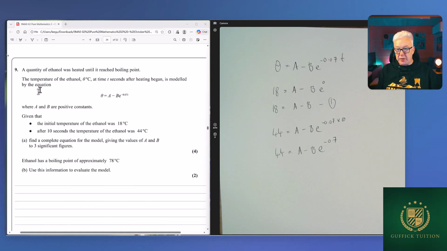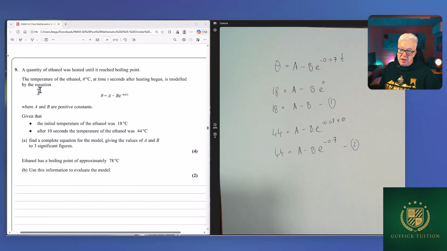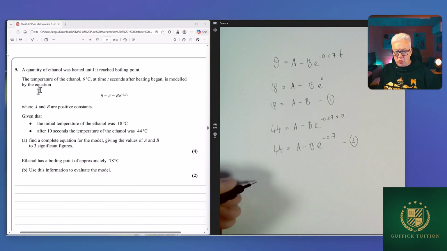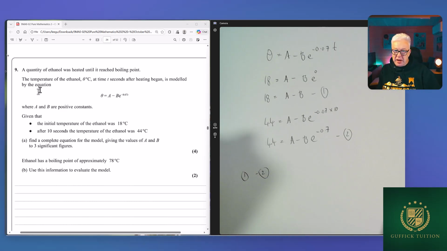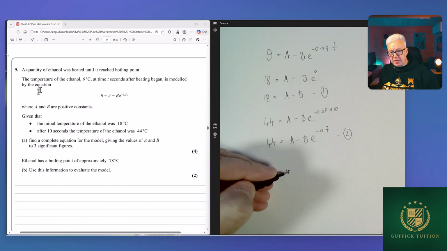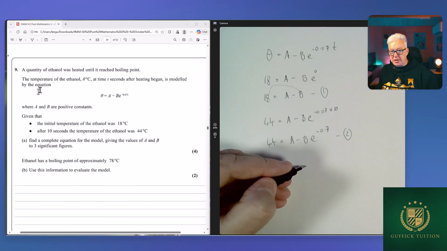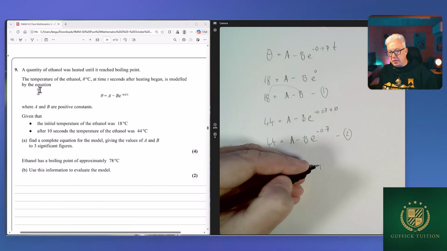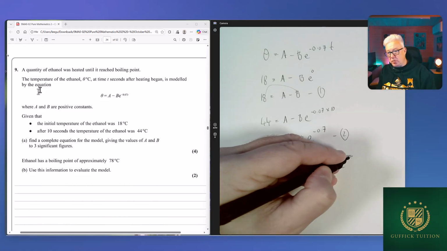Okay, so there we go. We've got to try and solve these equations simultaneously. So that's going to be interesting, isn't it? Because we've got an exponential in here. What would be a good way to do this? I think maybe we should sub one into the other. So let's sub equation 1 into equation 2 and see what happens there. So I'm going to say that A is equal to 18 plus B. So by rearranging equation 1, adding the B over here, I'm going to say 44 is equal to 18 plus B minus B e to the minus 0.7.